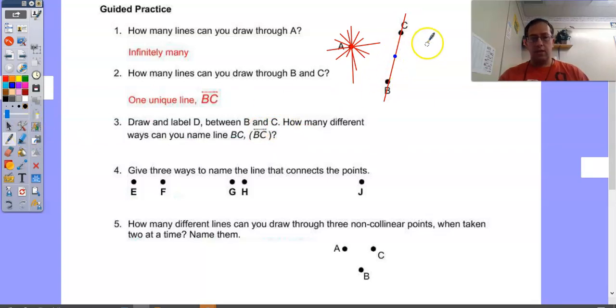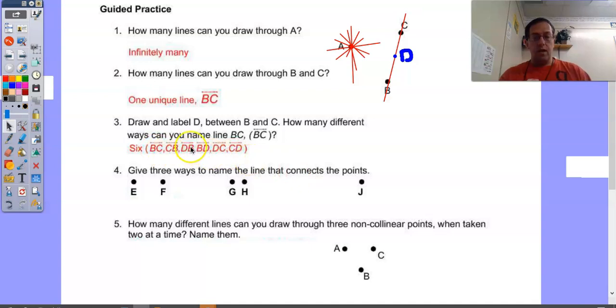So D is going to go right there, and I'm just going to label the point D. How many different ways could you name line BC other than calling it BC? Right? So we've got line BC. Could I call it line BDC? No. You only use 2 points. So I could, but I don't have to use line BC. I could call it line BD, or line CD, or line CB, or line DB. There are actually 6 different ways I could name this.